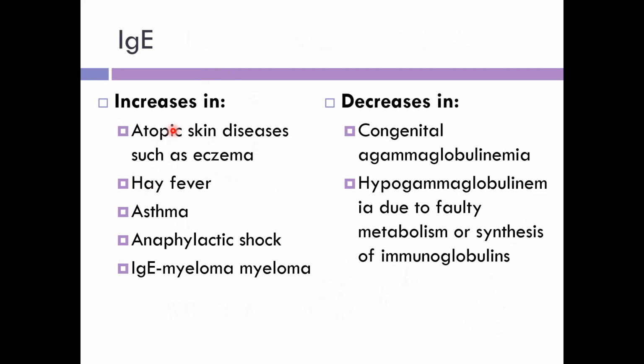So it increases in all the allergic reactions: asthma, hay fever, atopic skin disease, eczema, anaphylactic shock, and it decreases in agammaglobulinemia. Mostly immunoglobulins are decreased in the condition of agammaglobulinemia.